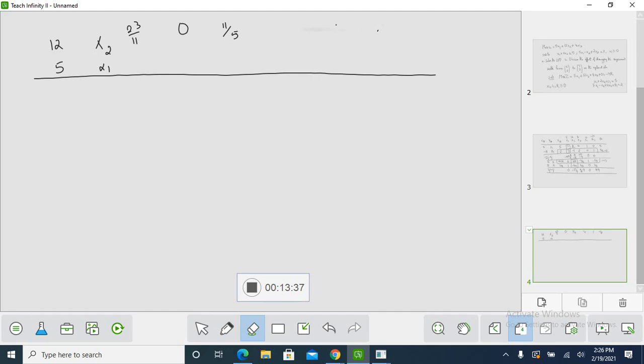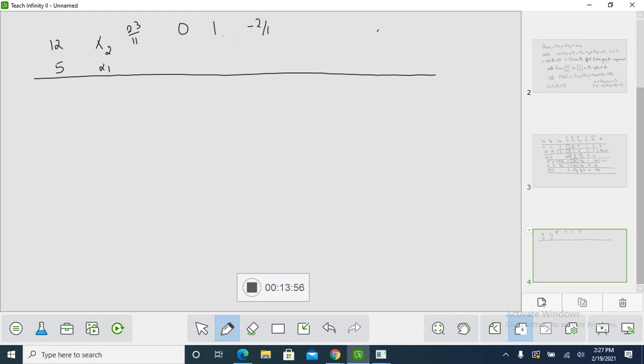So I will have 23 by 11, 0. I have to divide 11 by 5, so this value becomes 1 for me. So I will have 23 by 11, 0, 1. After this, what do you get here? Minus 2 by 11? I'm not sure. Please check for me.